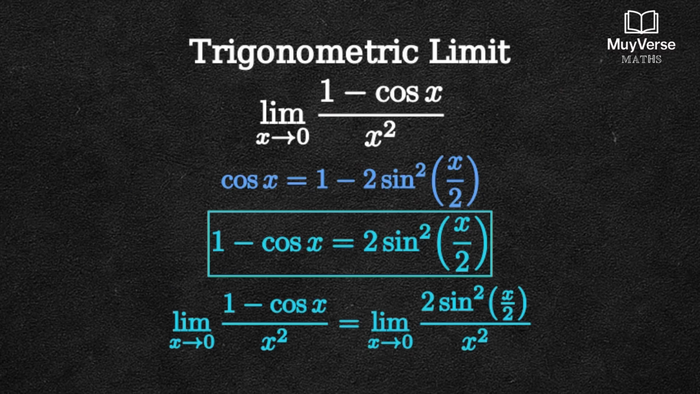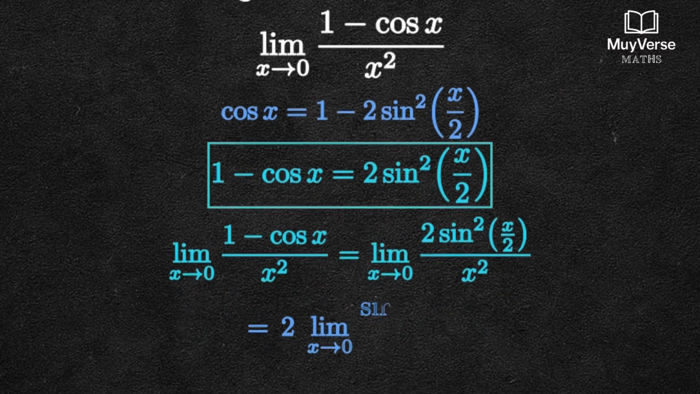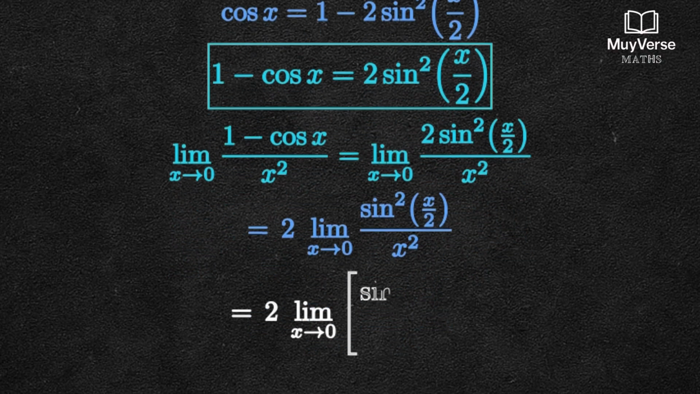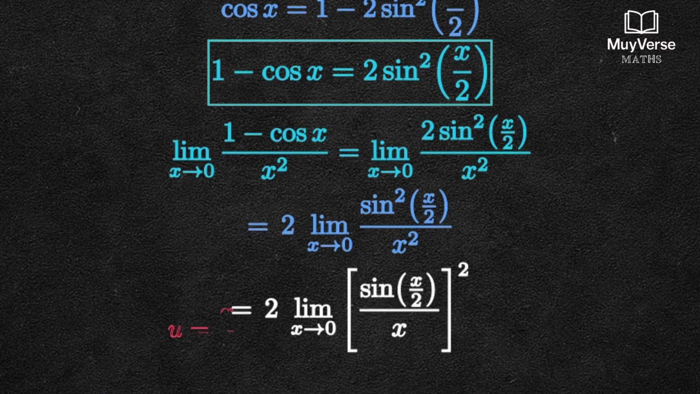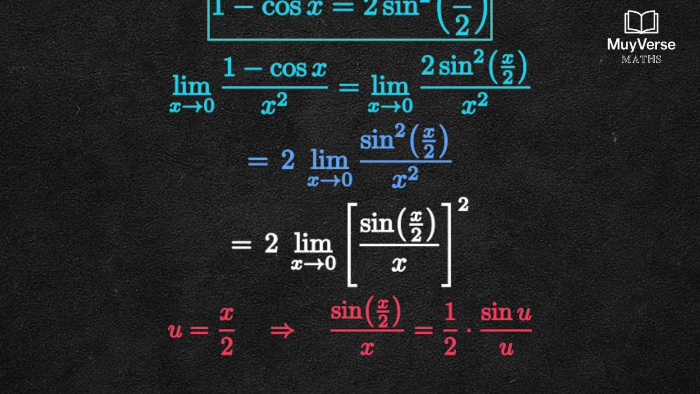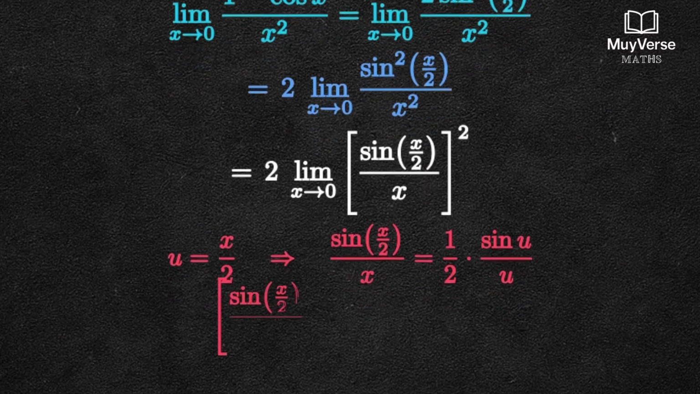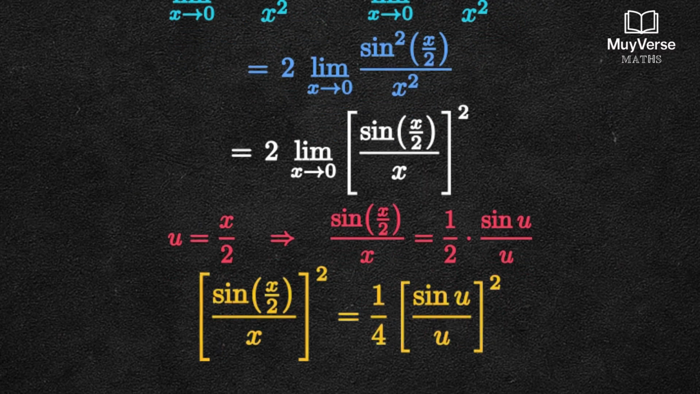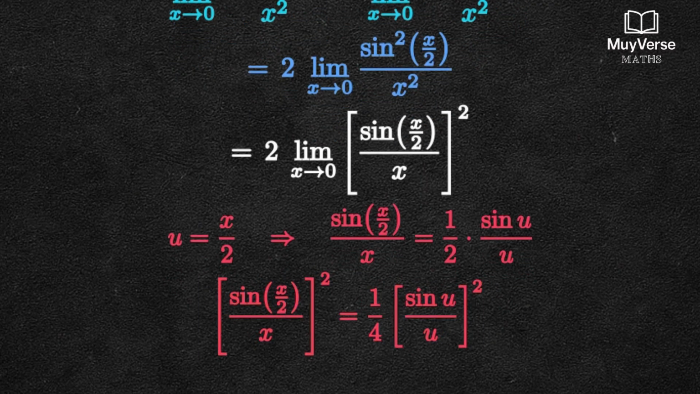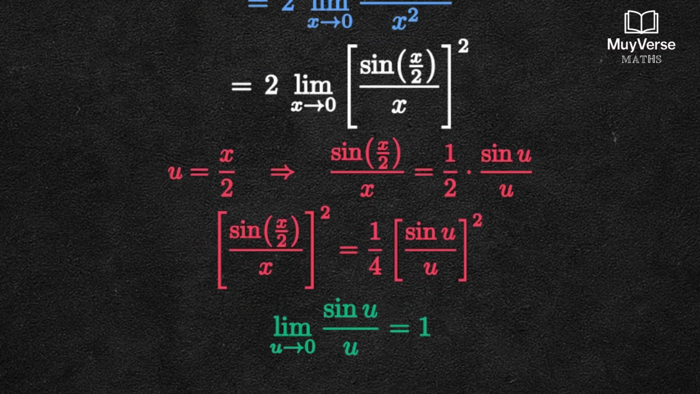Step 4. Match the famous limit, sin u over u, by letting u equal x over 2. Then sine of x over 2 divided by x equals 1/2 times sin u over u. Squaring gives 1/4 times sin u over u squared. Step 5. Use the standard limit. The limit as u approaches 0 of sin u over u equals 1. Therefore, our limit equals 2 times 1/4 times 1 squared, which simplifies to 1/2.